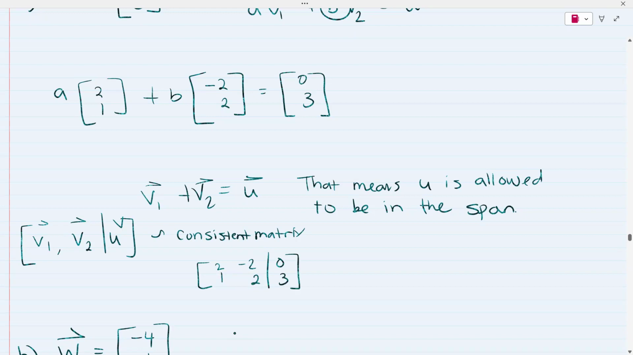And then our goal is to make this matrix look like this, right? 1, 0, 0, 1, and then a number here, and then a number there. That's our goal. So can we do this?